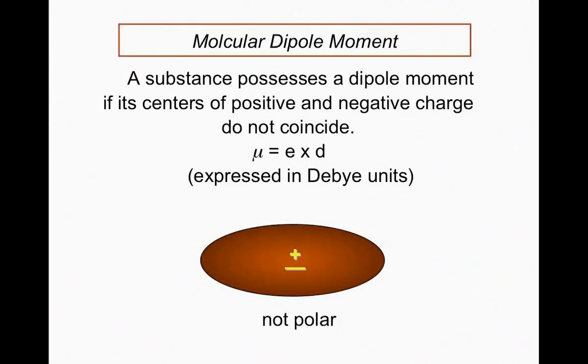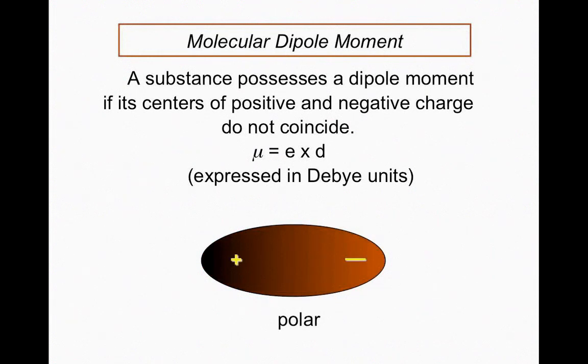Recall from the last lecture that a dipole moment can exist in covalent bonds between atoms that differ in their electronegativity. The sum of the individual dipoles in a molecule can create an overall molecular dipole moment. When the center of the positive and negative charges in the aggregate dipole coincide, a molecule is considered to be nonpolar. However, when the positive and negative charges do not coincide, the molecule is said to be polar.